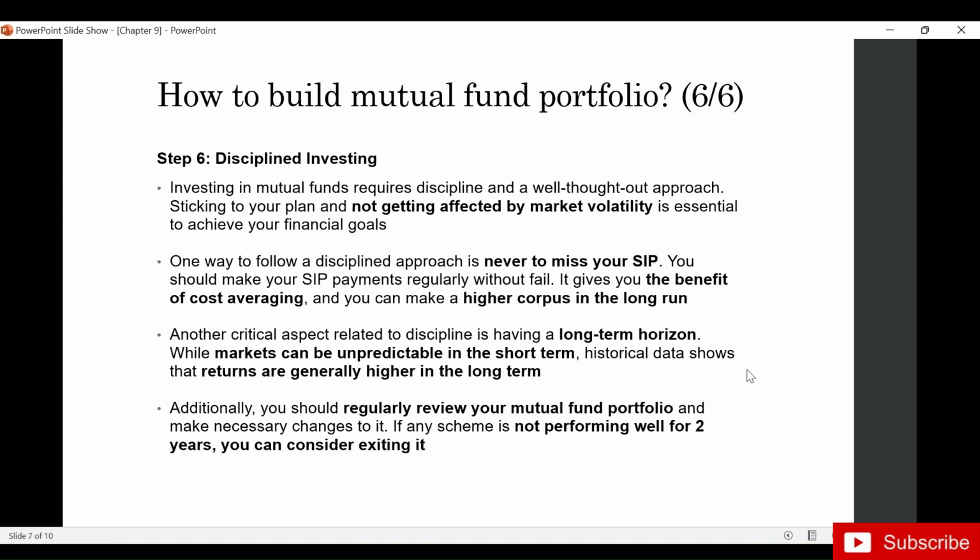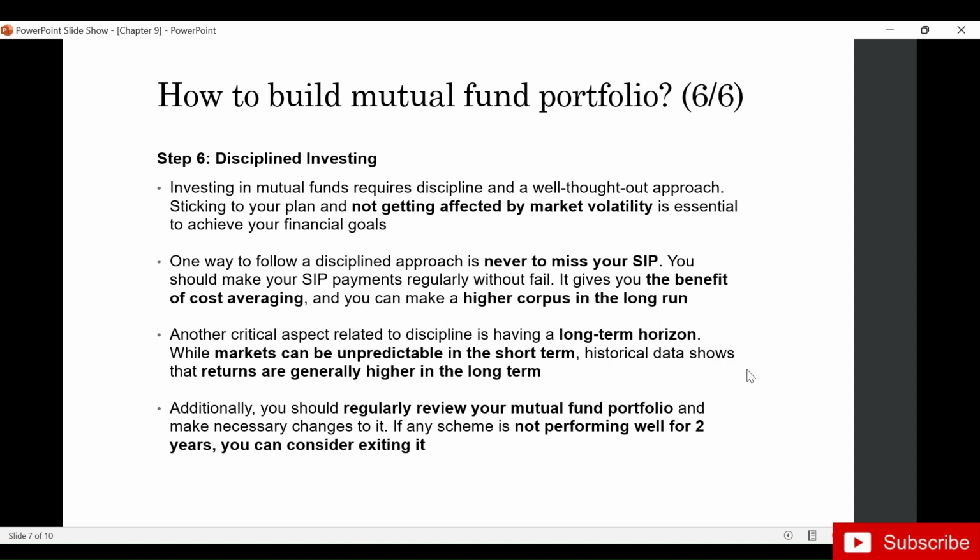Now we move on to step 6 in our mutual fund portfolio building, which is disciplined investing. So as we know, investing in mutual funds requires discipline and a very well thought out approach. You have to stick to your plan and not get affected by the market volatility. So, the best way to follow a disciplined approach is to never miss your systematic investment plan or SIP. You should keep making your SIP payments without fail because it gives you the benefit of cost averaging, and you can accumulate a huge corpus in the long run.